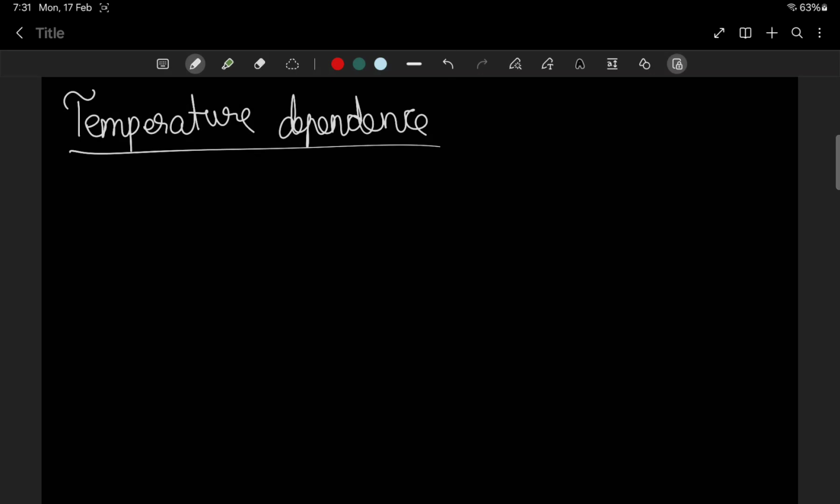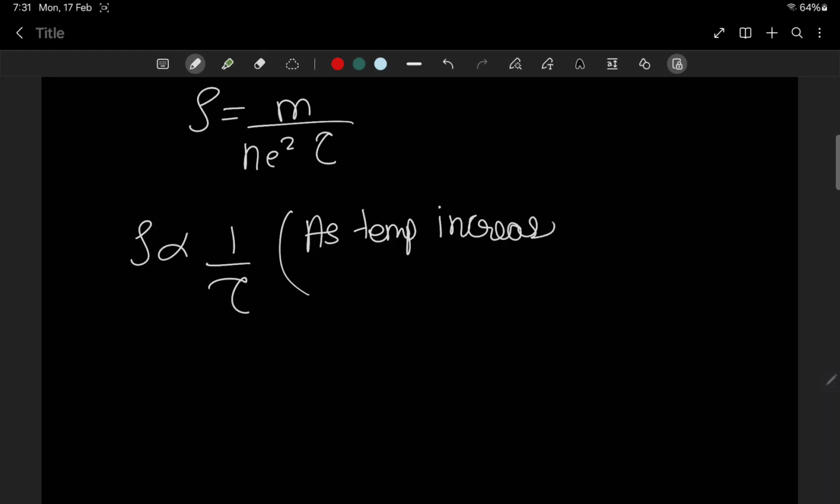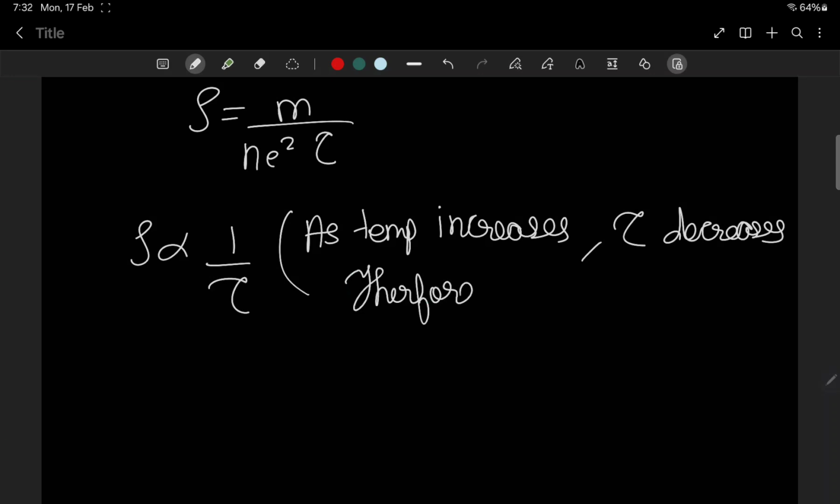What do you know? You know that rho is equal to m by ne square tau, that we derived. So in metals, rho is inversely proportional to tau. Tau is relaxation time. As temperature increases, collisions will be faster, so tau decreases. Therefore, rho increases.